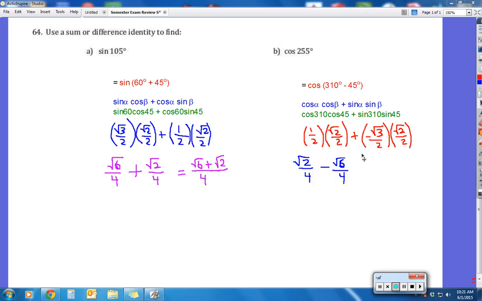Okay, so when I plug in the ratios, I get 1/2 times square root of 2 over 2 plus sine of 300 is in quadrant 4, so y is negative. So it's negative square root of 3 over 2 times the square root of 2 over 2. So let's multiply those fractions together. Square root of 2 over 4 minus square root of 6 over 4. And when we simplify it, it's going to become square root of 2 minus the square root of 6 over 4.